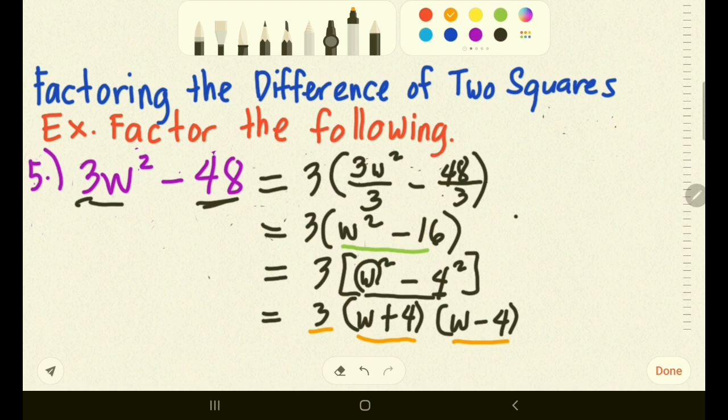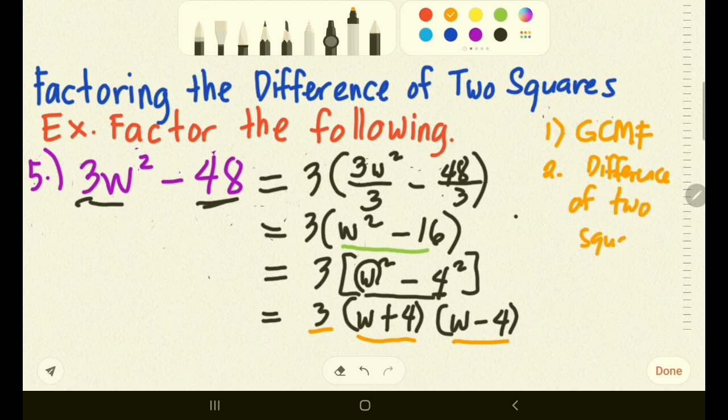That's it for factoring the difference of 2 squares. Always remember to check if there is a GCMF. First step, look for their GCMF, greatest common monomial factor, and then apply the technique for the difference of 2 squares. That's it.